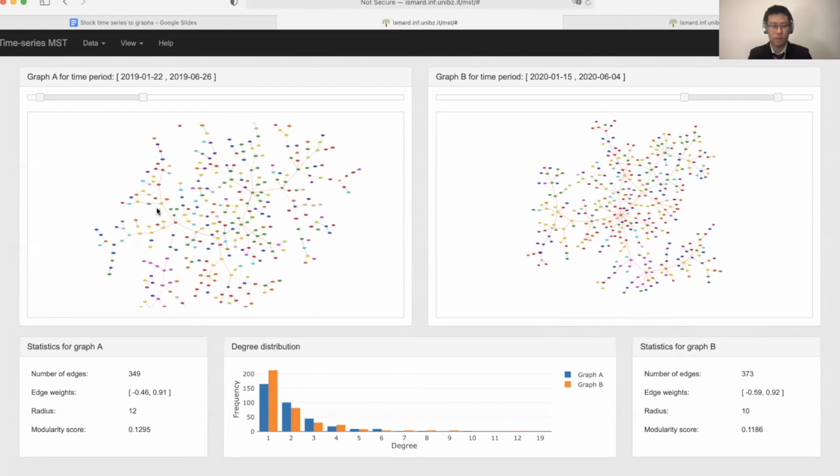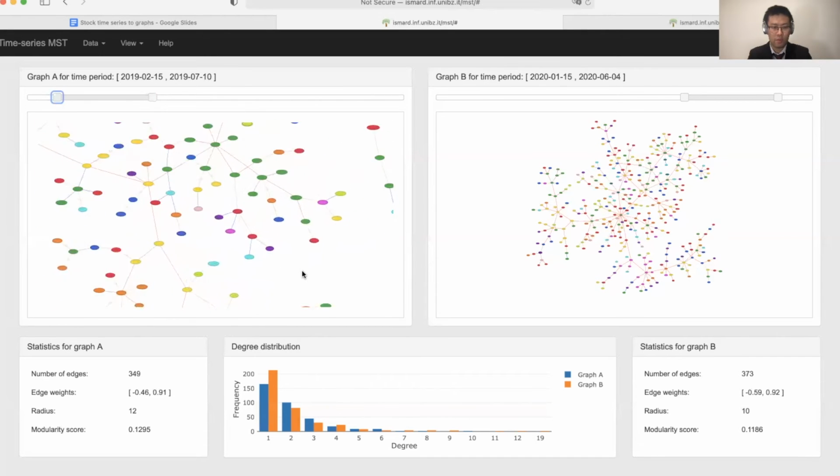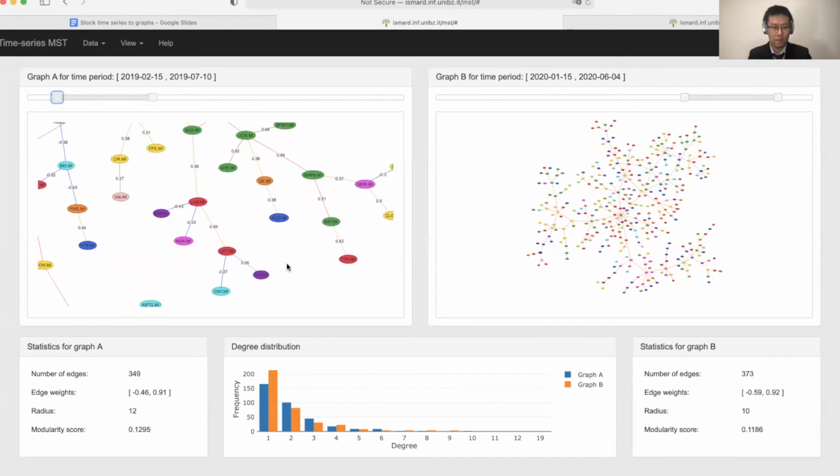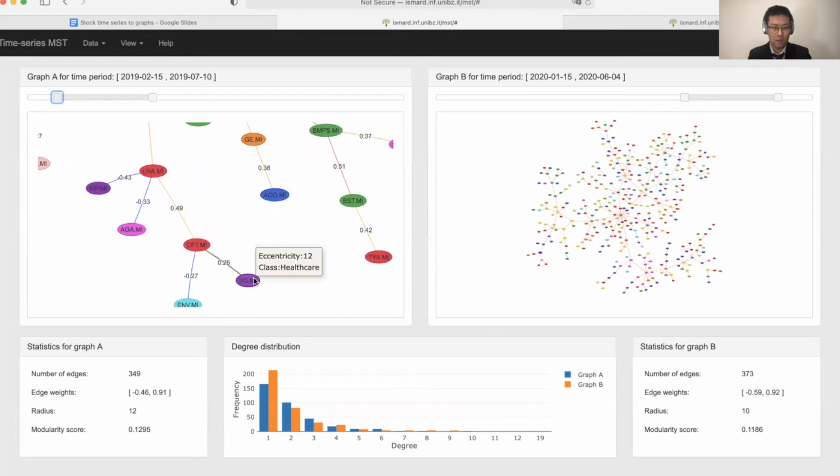On the left side, you see a minimum spanning tree of an ordinary period. On the right side, you see a minimum spanning tree of the crisis period caused by the COVID lockdown. You can select different periods by using this sliding bar. And you can also inspect the minimum spanning tree by zooming in and seeing the trading company names, the correlation value, and also the indicator, eccentricity score, and the stock sector.